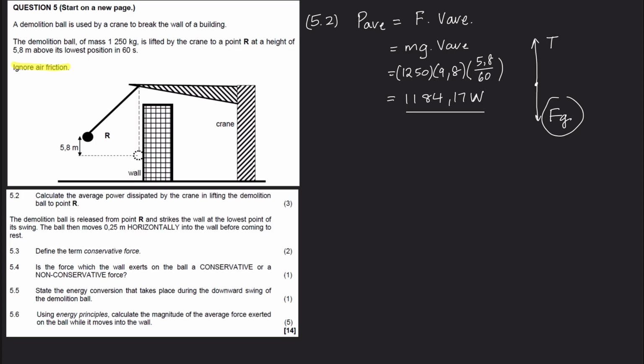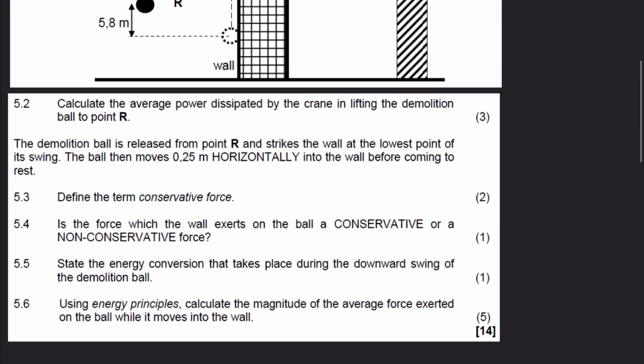Okay. Next question. The demolition ball is released from point R and strikes the wall at the lowest point of its swing. The ball then moves 0.25 meters horizontally into the wall before coming to rest. 5.4. Is the force which the wall exerts on the ball a conservative or non-conservative force? This is a non-conservative force.